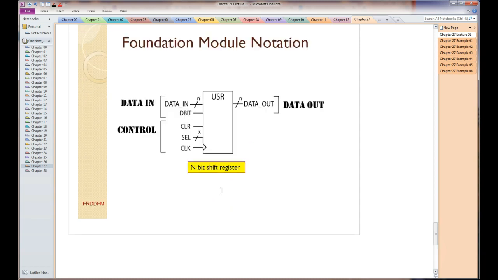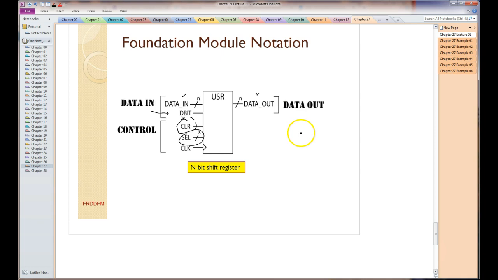So this is the foundation module for a universal shift register. It is a register, so we do have data coming in and data coming out. Additionally, we have an extra data bit, which is that extra bit that we're going to stuff in on the left side for a right shift, and we're going to stuff it in on the right side for a left shift. So this is that extra bit that we need to provide. It's going to be a data bit. Other than that, we have a clear as we know it. Typically we have an operation select.